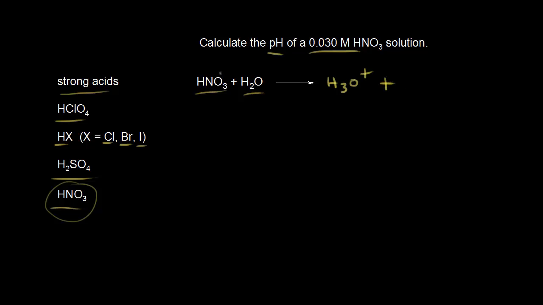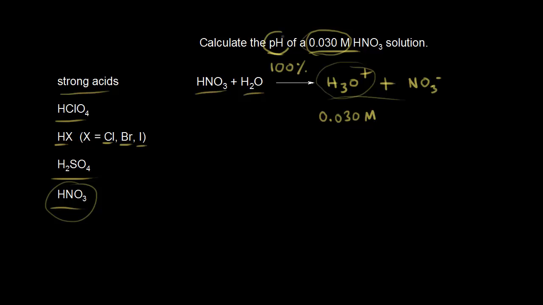If HNO3 loses a proton, we're left with NO3- or nitrate. Since nitric acid is strong, we get 100% ionization here, and everything turns into our products. And so if this is our concentration of HNO3, this would also be our concentration of hydronium ions. So the concentration of hydronium ions is 0.030 molar since we're dealing with a strong acid.